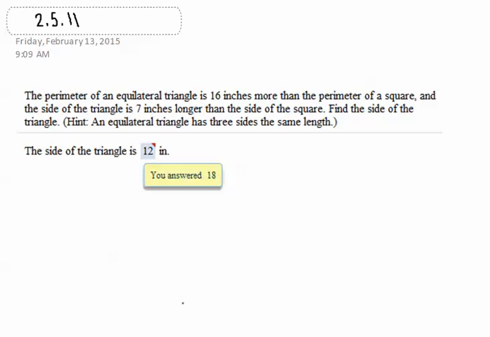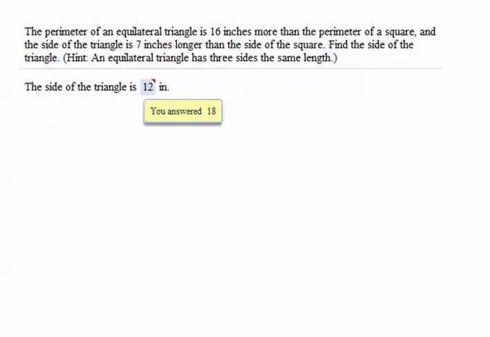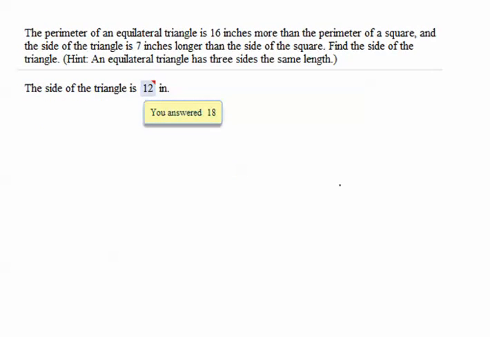So the perimeter of an equilateral triangle is 16 inches more than the perimeter of a square, and the side of the triangle is 7 inches longer than the side of the square. Find the side of the triangle. Now this one, the reason why sometimes it's difficult to get rolling is because you can't decide, do I want to label by the square's side length or do I want to label by the triangle's side length? I'm going to tell you it doesn't matter which one you label, but choose one and make sure you're consistent after that.